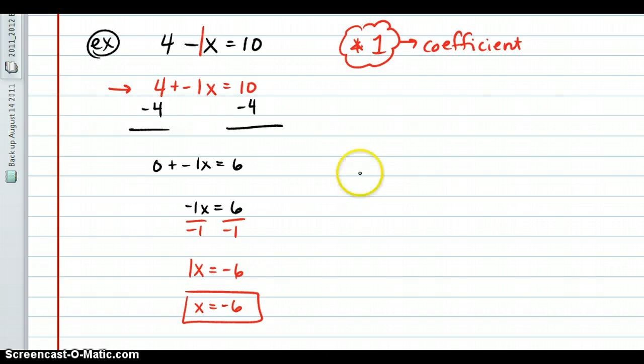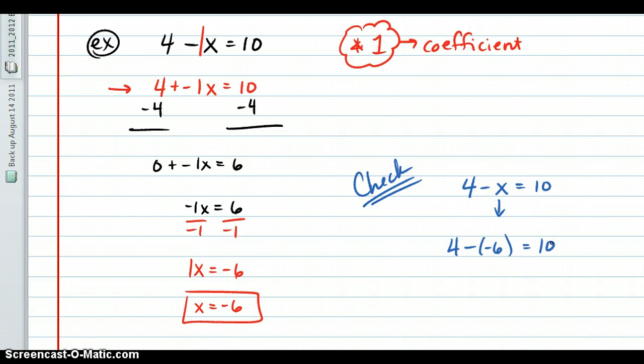By the multiplicative identity, I get just x on the left-hand side equals negative 6. And be careful with the check. It's tricky substituting negative numbers into equations where there are minus signs. So here's the original equation. Let's substitute that negative 6 in. And the question is, does 4 minus negative 6 equal 10? And yes, in fact it does, because we have a double negative. 4 plus 6 does in fact equal 10.